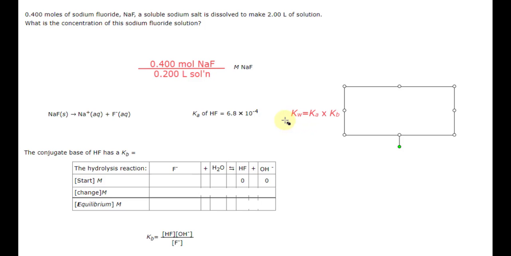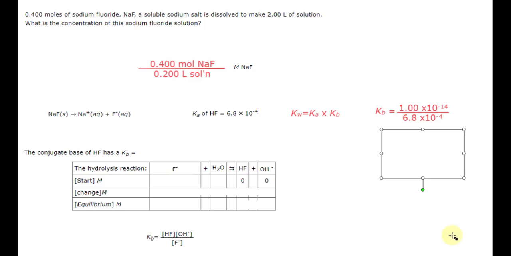All your problems in AP chemistry, unless told otherwise, are at 25 degrees Celsius, and the Kw for water, the ionization constant for water, is 1 times 10 to the negative 14. So if we know the Kw is 1 times 10 to the negative 14, if we divide it by the Ka, we get the Kb. Let me pull my calculator out and see if we can do that.